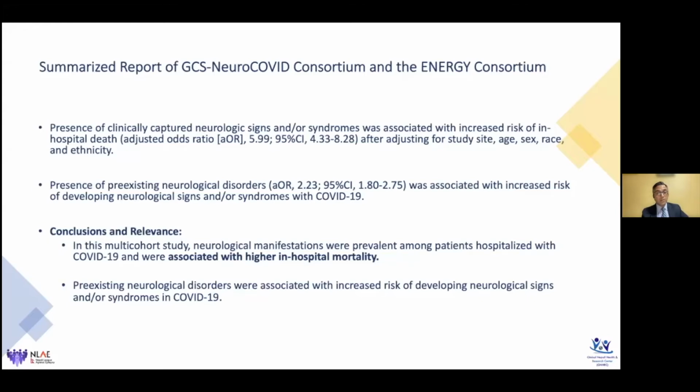The conclusion and remark was, in this multi-cohort study, neurological manifestations were prevalent among the patients who were hospitalized with COVID-19 and were associated with a higher in-hospital mortality. And then pre-existing neurological disorders were associated with increased risk of developing neurological signs and or syndromes in COVID-19. This is what we've summarized on these 2 consortium studies.